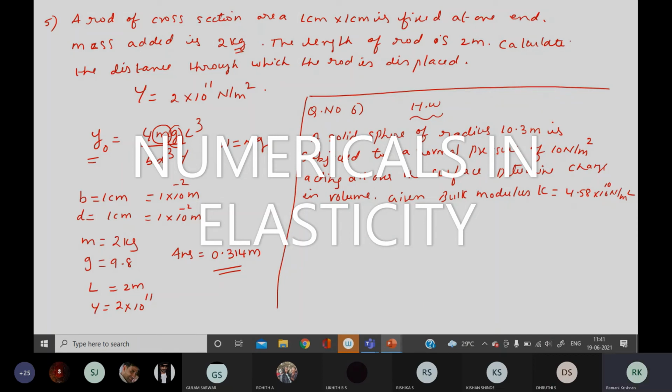What about others? Ma'am, we'll get the answer correct only. The answer is correct. But why are we taking mg as tension, ma'am? Because tension is only the mass. Only 2 kg we have to take. Who said tension is not mass?